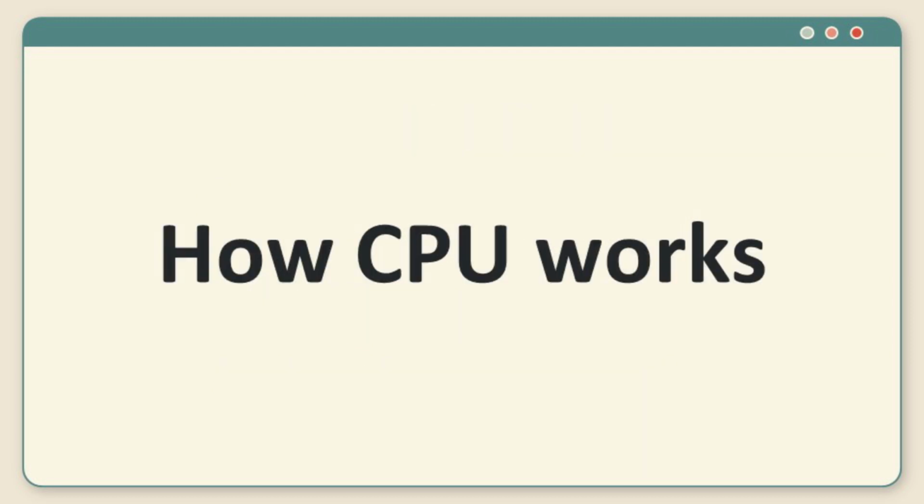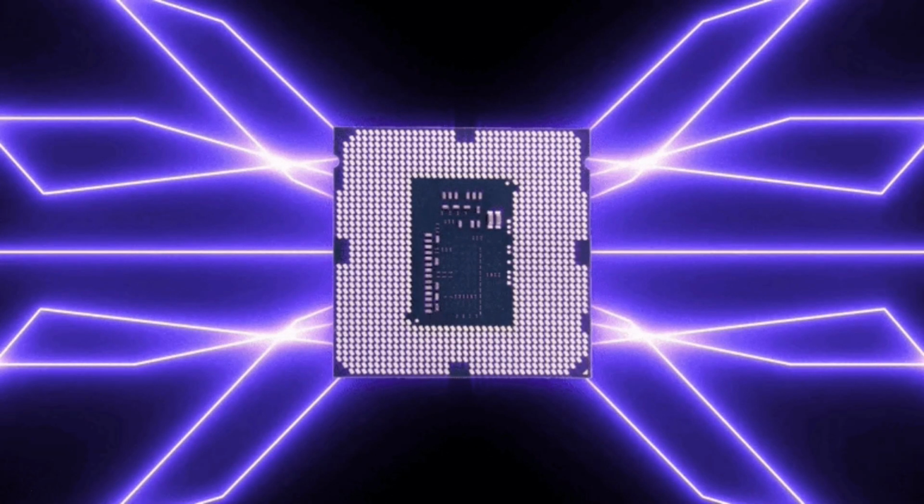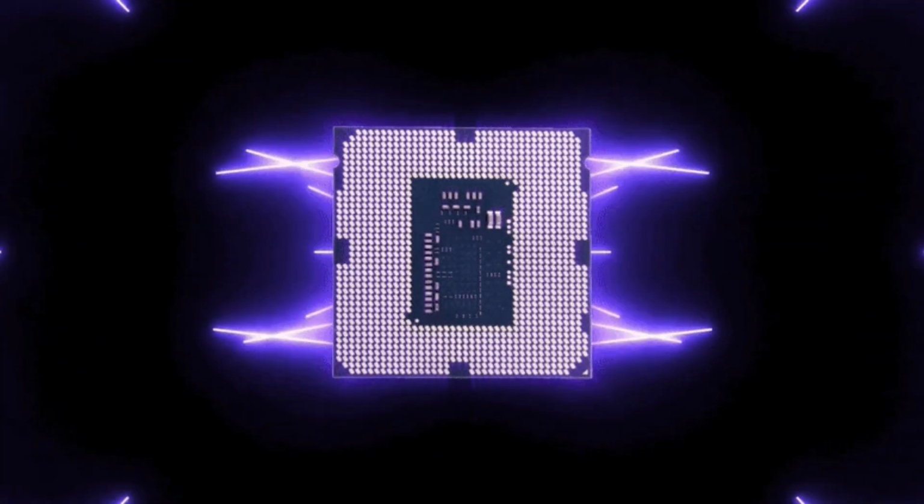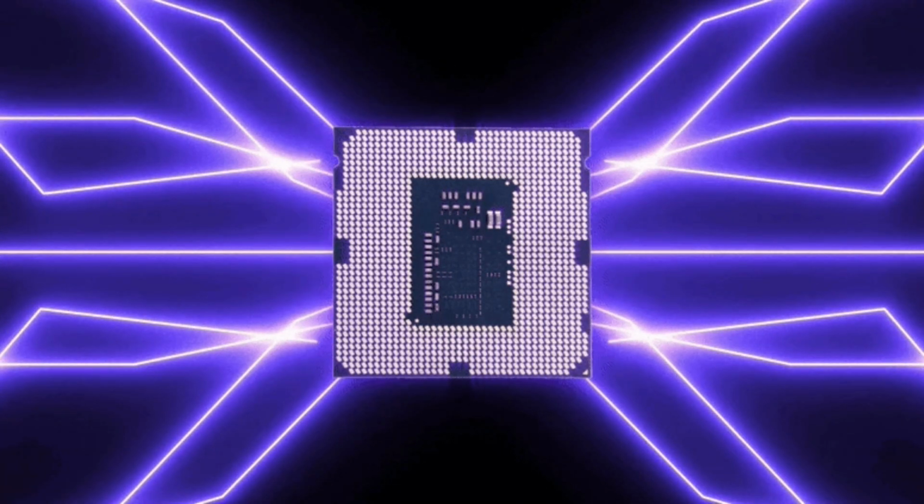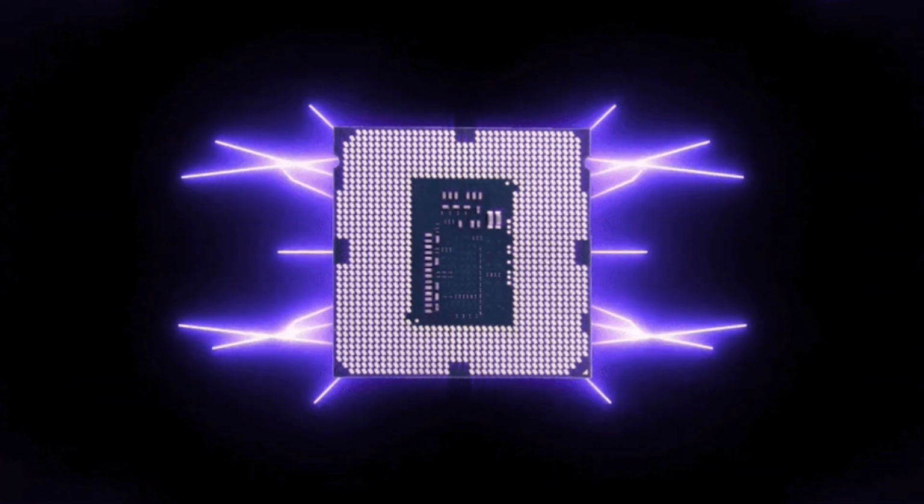Let's start on how CPU works. The Central Processing Unit or CPU, often referred to as the brain of a computer, executes instructions through the intricate fetch, decode, execute cycle.